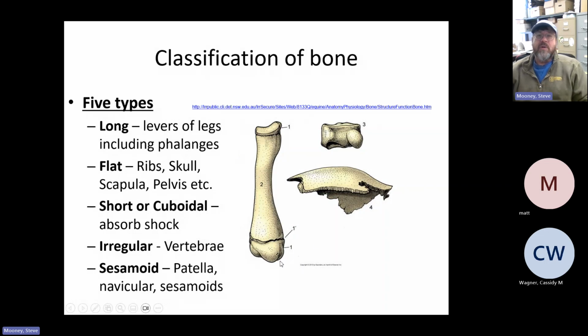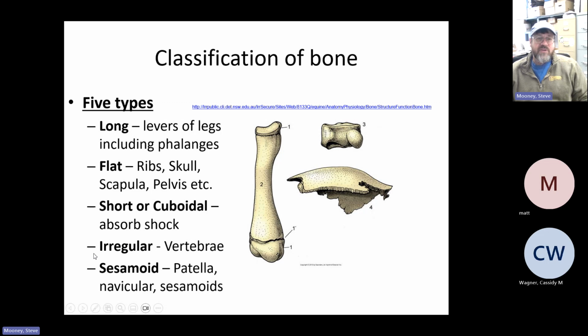Types of bones, we can probably figure these out or think about these. We've got the long bones that make up our joints as a rule, everything from the humerus in the front all the way down to the phalanges, all the way to P3 at the end. You've got your flat bones that are associated with the ribs, skull, scapula and pelvis. We've got our short or cuboidal bones in the carpals in the front and the tarsals in the back leg.